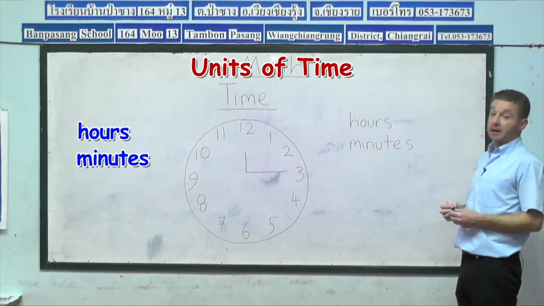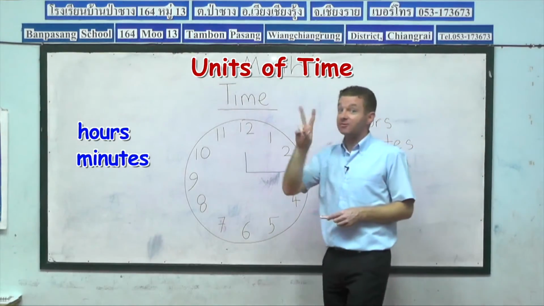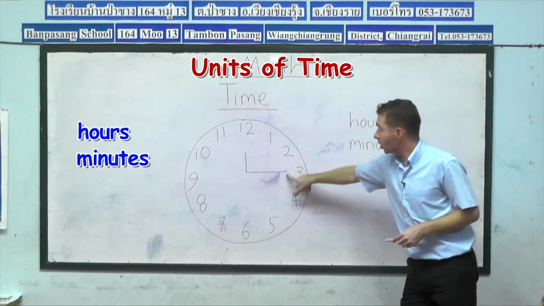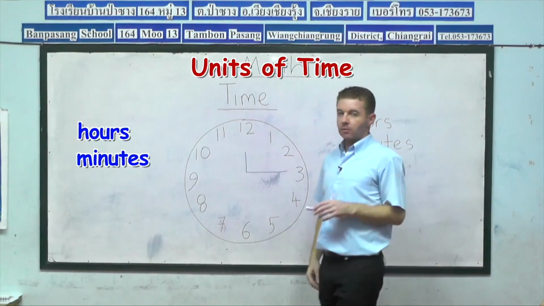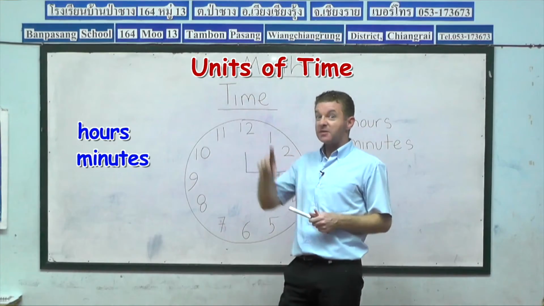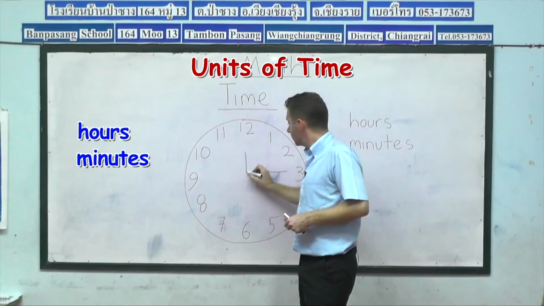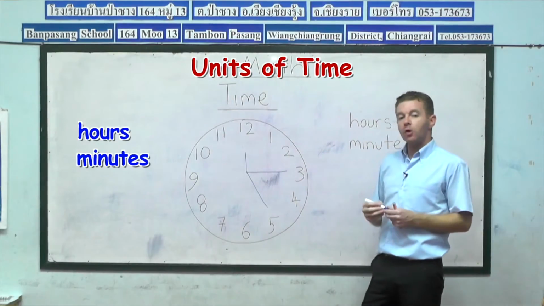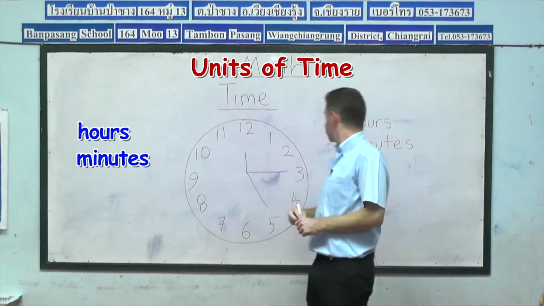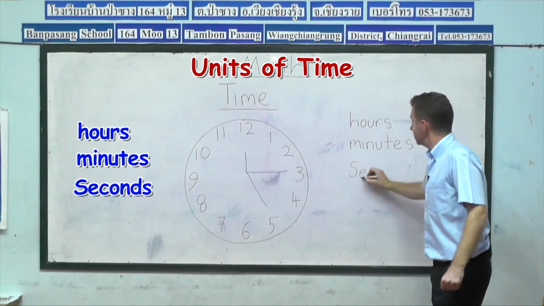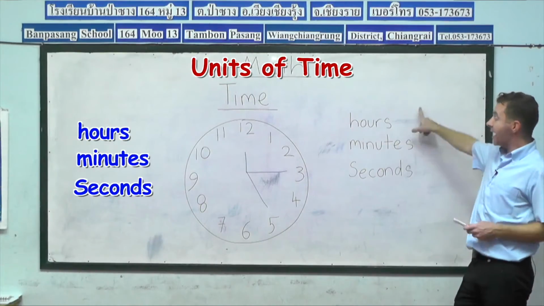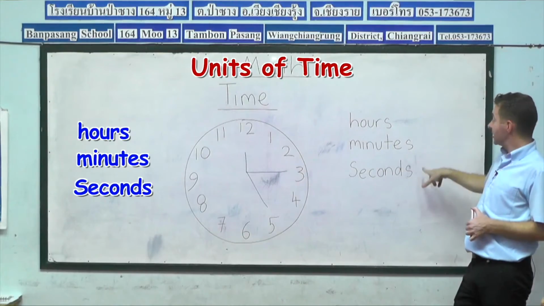M-I-N-U-T-E-S. Hours and minutes. Every clock will have at least 2 hands on it. And them hands, the short hand is hours, and the longer hand is minutes. If your clock doesn't have them hands on it, it's broken. But some clocks also have a third hand on, and this is the one that goes round very quickly. Does anybody know if there's a third hand on a clock face, what it represents? Excellent, yes. Some clocks have a second hand too. S-E-C-O-N-D-S.